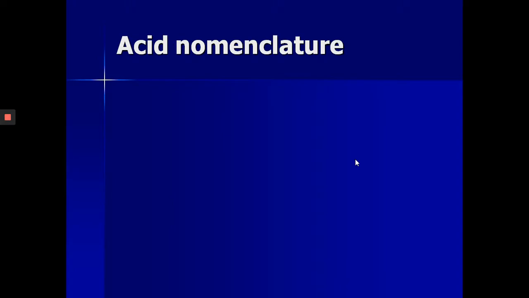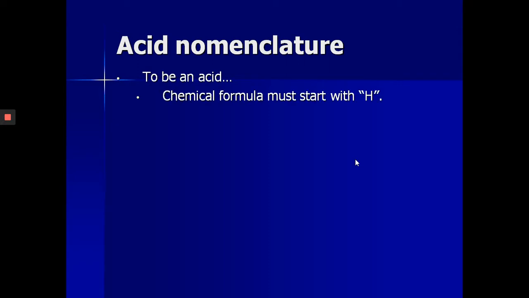Okay, I would like to review the acid nomenclature before we move on. First of all, to be an acid, you must have a hydrogen as the first element of the chemical formula. The number of hydrogens depends on the anion's charge. So if you have a -1 anion charge, then you just need one hydrogen, because every hydrogen is a +1 charge.